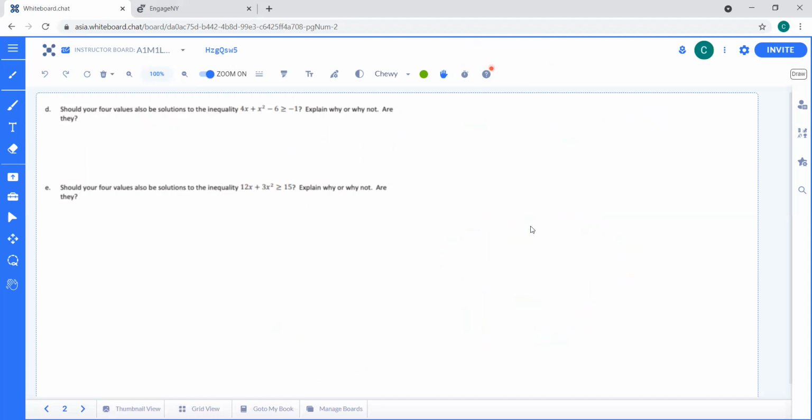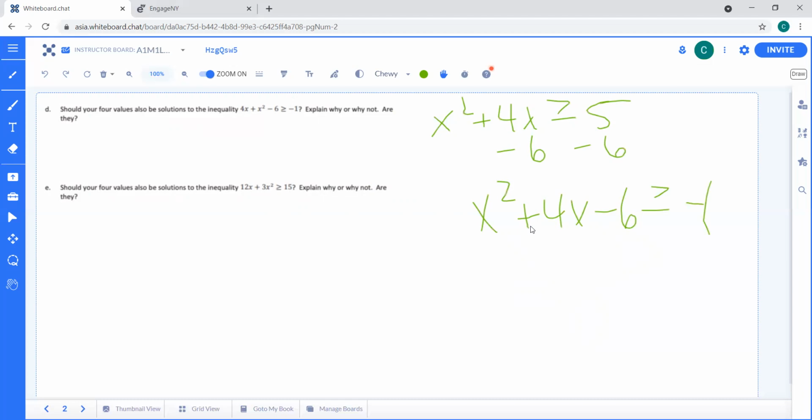Okay, so our original equation was x squared plus 4x greater than or equal to 5. Well, what they did was they subtracted 6 from both sides. So x squared plus 4x minus 6 greater than or equal to -1. Yeah, that's going to work because you did the same thing to both sides. That is the same thing. All they did was subtract 6 from both sides. So yeah, the same thing.